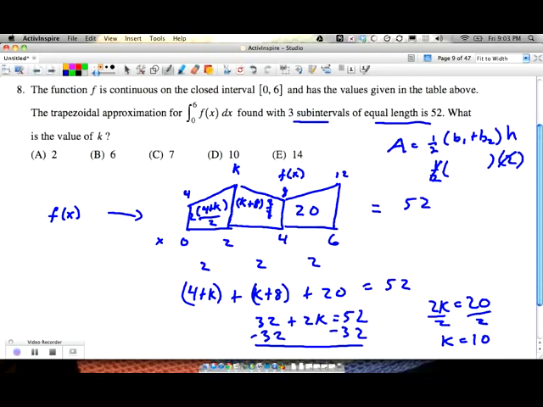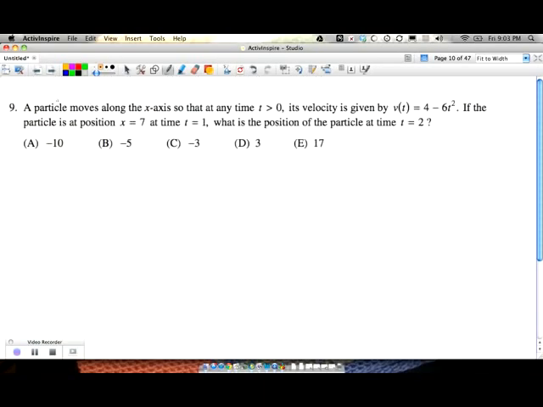Next problem's coming in 3, 2, 1. Where'd it go? Oh, there it is.